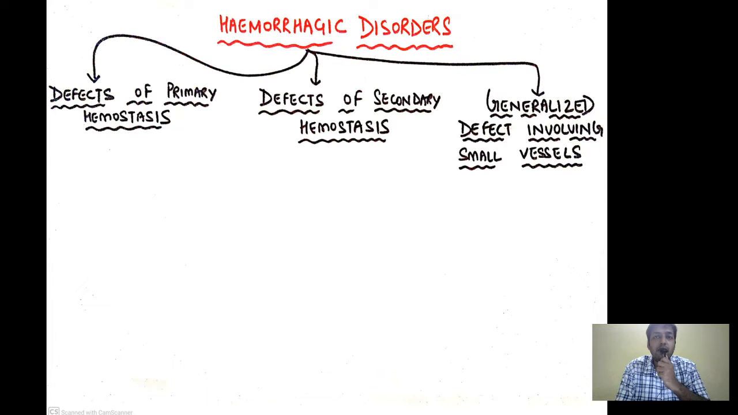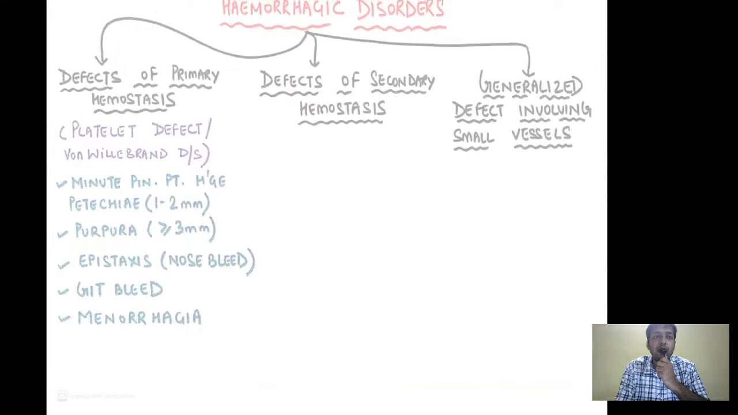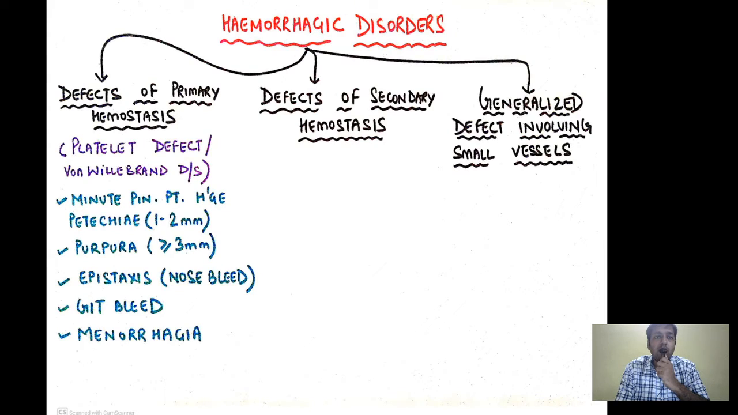So whenever we see any hemorrhagic disorder, the problem can lie in one of the three basic pillars. Either there can be defect in the primary hemostasis, or there can be defect in the secondary hemostasis, or there can be a generalized defect which is involving these small vessels. Let us see each one of them. So whenever we are thinking about defects in the primary hemostasis, we always think about two things. Either there is a platelet defect or there is a von Willebrand disease, because these are the ones which are primarily involved in primary hemostasis.